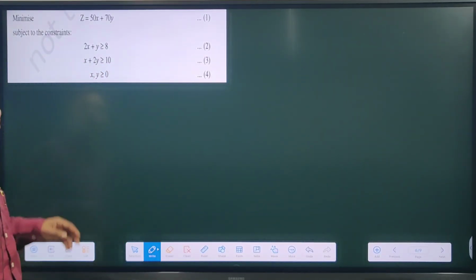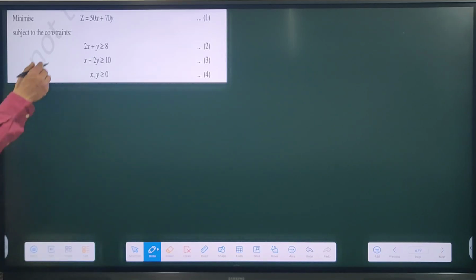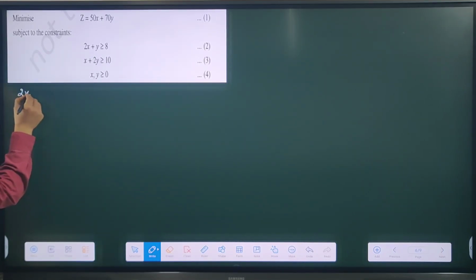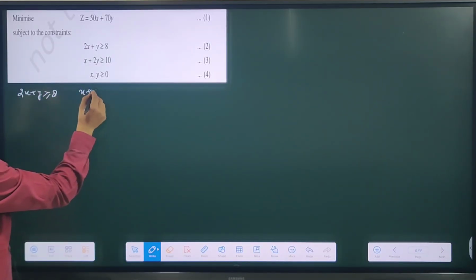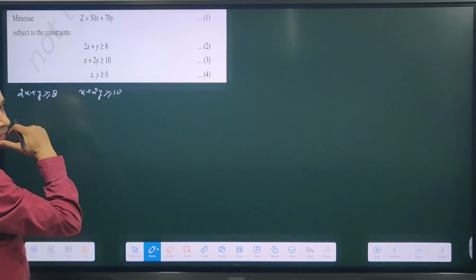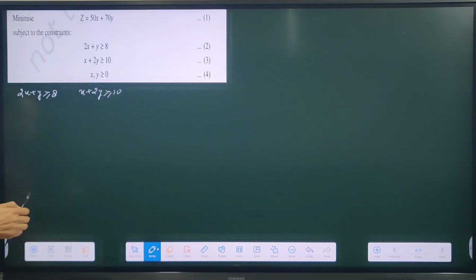Another question of the same type. Minimize z equal to 50x plus 70y, and the constraints are 2x plus y is greater than or equal to 8, x plus 2y is greater than or equal to 10, and x and y are greater than or equal to 0. So what we do is, we will first write the corresponding equation to these constraints. That means the first quadrant.